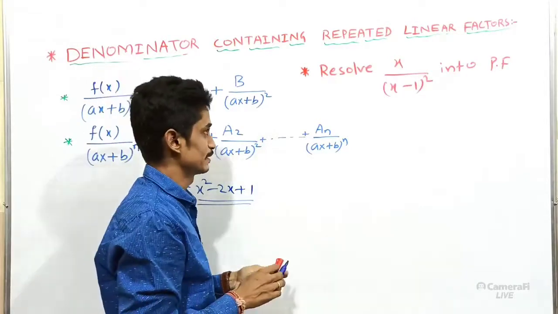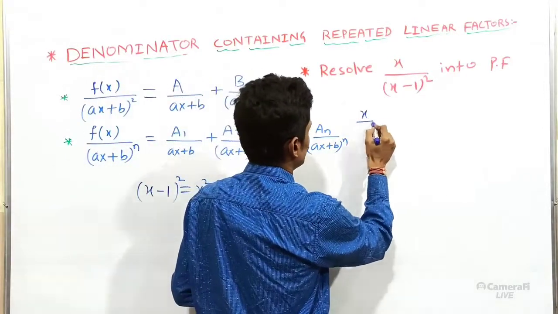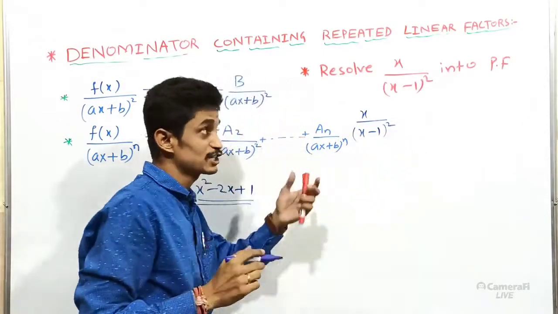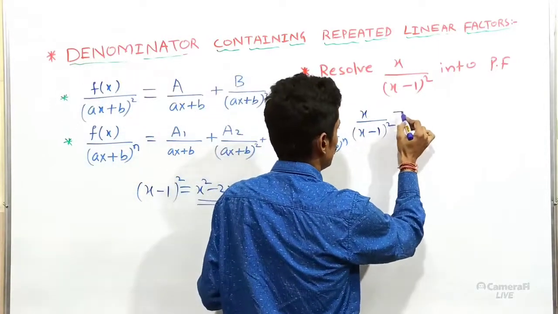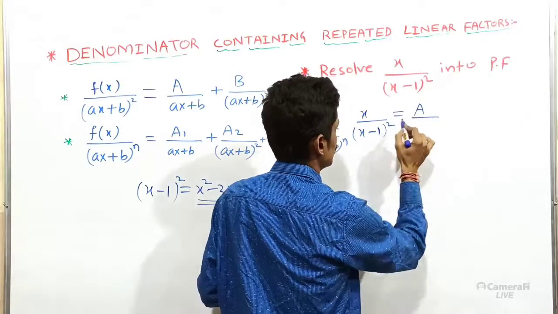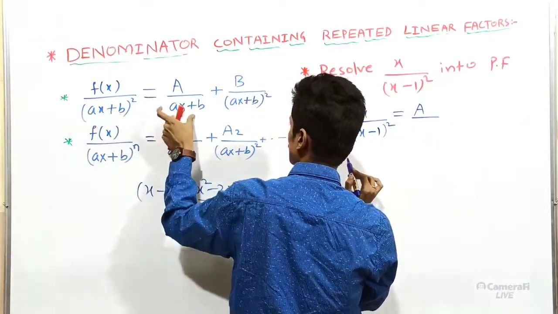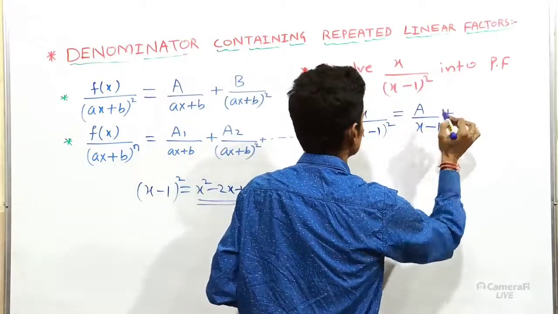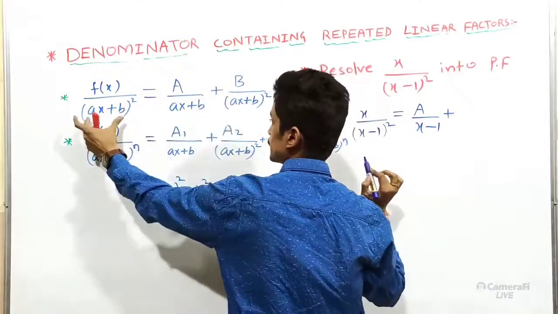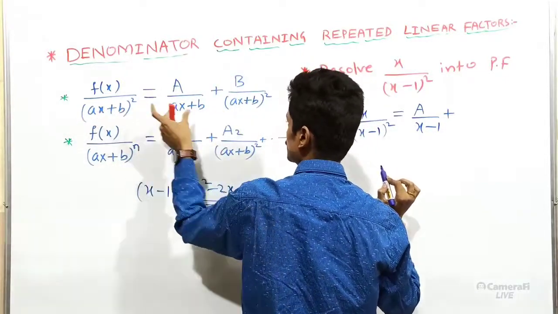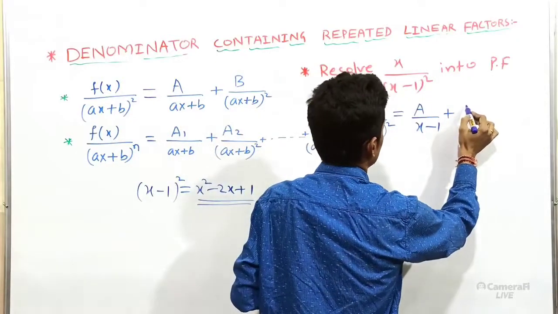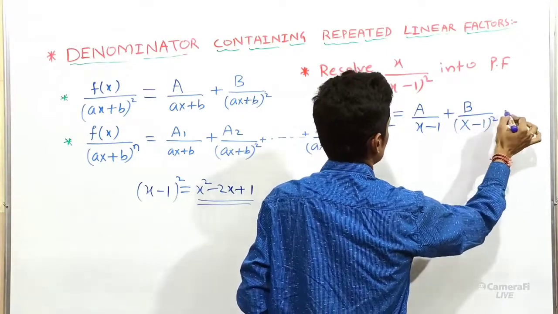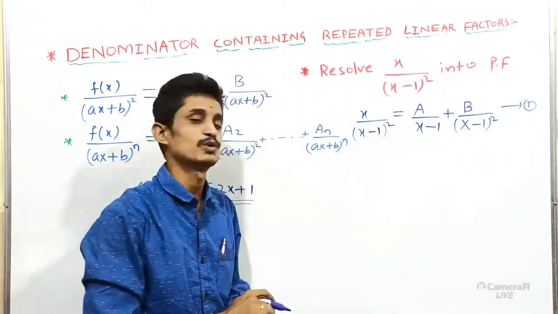So here in my question, I will write x divided by x minus 1 whole square. How can I split? According to this rule, a divided by the base we copy. So here the base I have is x minus 1, plus b divided by, as it is, the denominator ax plus b whole square. Here I have x minus 1 whole square. It means b divided by x minus 1 whole square. This is my equation number 1.